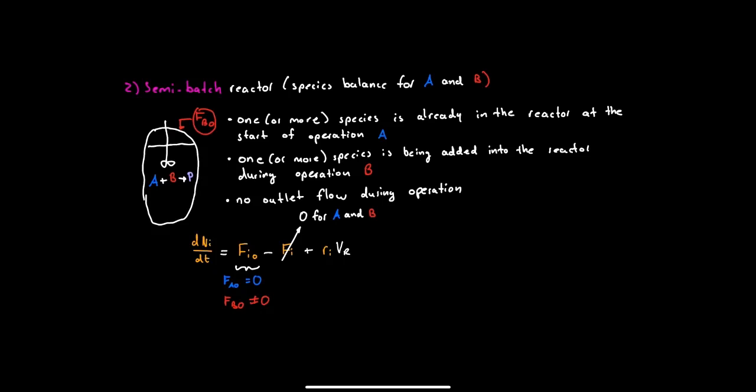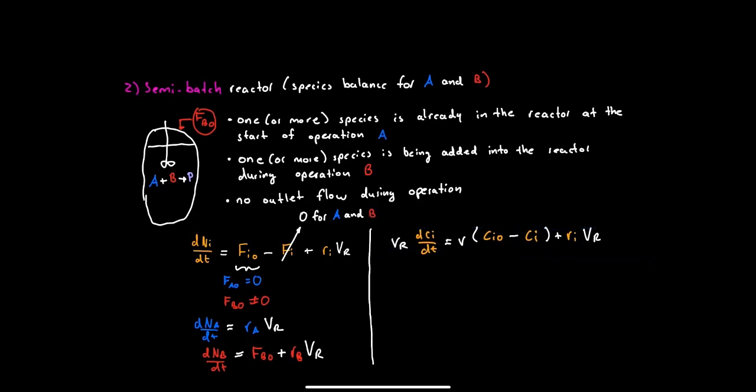So for the species balance of the species A, dNA/dt would be equal to the reaction rate of A times the volume of the reactor. However, for the species B, dNB/dt would be equal to the molar flow rate of the species B at the inlet, which is FB0, plus the reaction rate of the species B times the volume of the reactor.